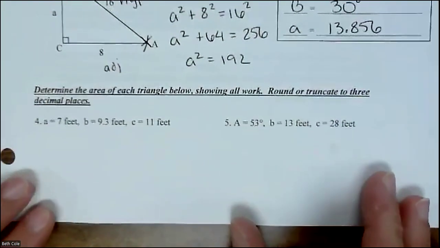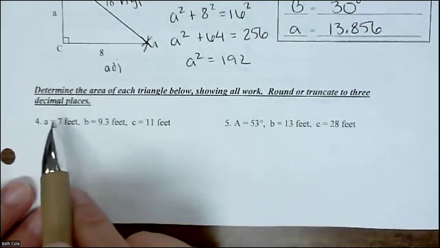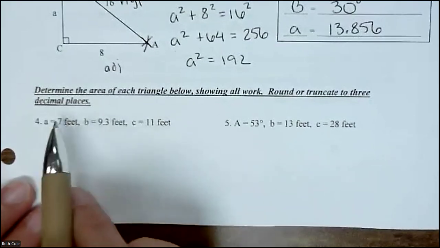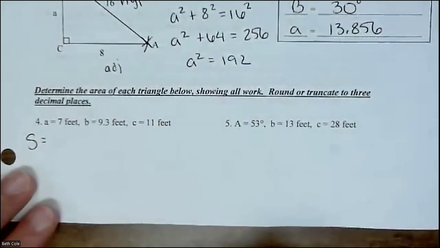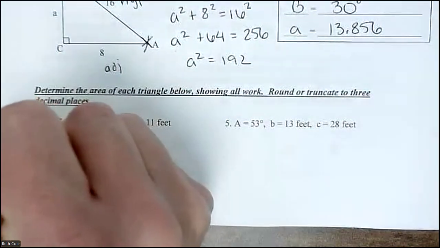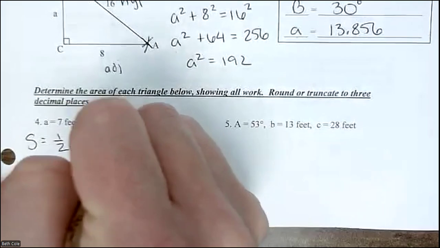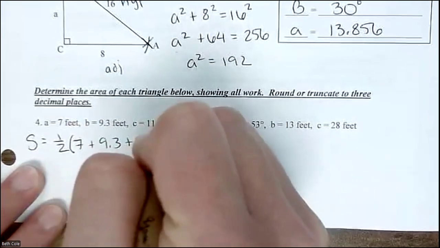All right, these are your area formulas. For this one, do you see how all you have are sides? They're all the little ones. This is that Heron's formula. So you get this magical S value. It's 1/2, and then you just add them all together.